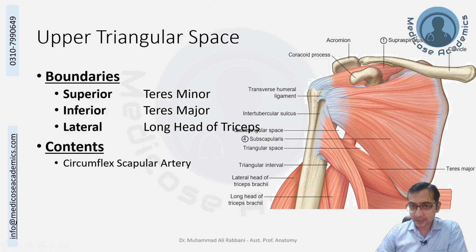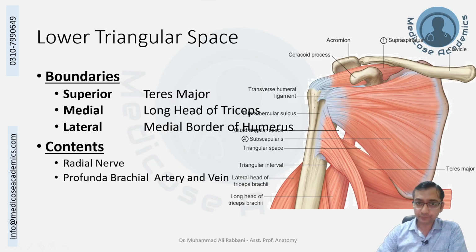Then there is this space, the upper triangular space. It is created superiorly by the subscapularis and teres minor, inferiorly by teres major, and medially by the long head of triceps. It contains the circumflex scapular artery.